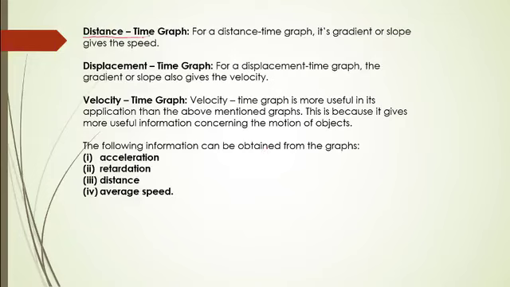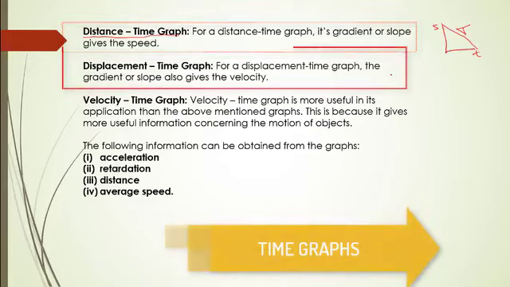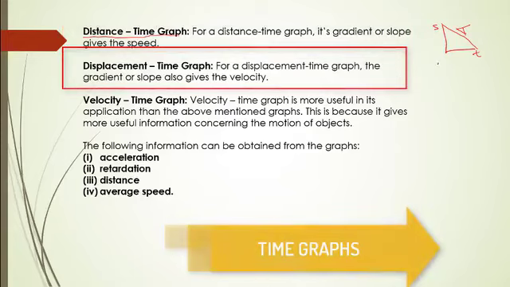When we talk about distance time graph, we are talking about a graph of distance against time. And in this kind of graph, it is the gradient or the slope of that graph that gives us the average speed of that body. Under the displacement time graph, it is also the gradient or slope that gives us the velocity of that body. So that's more like displacement time.